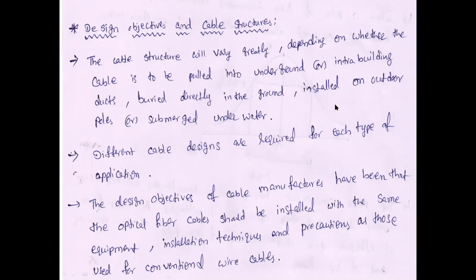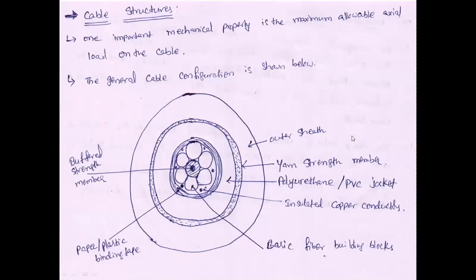The design objective of the cable manufacturers has been that the optical fiber cable should be installed with the same equipment, installation techniques and precautions as those used in conventional optical fiber cables. Right. First, we discuss the cable structure here.